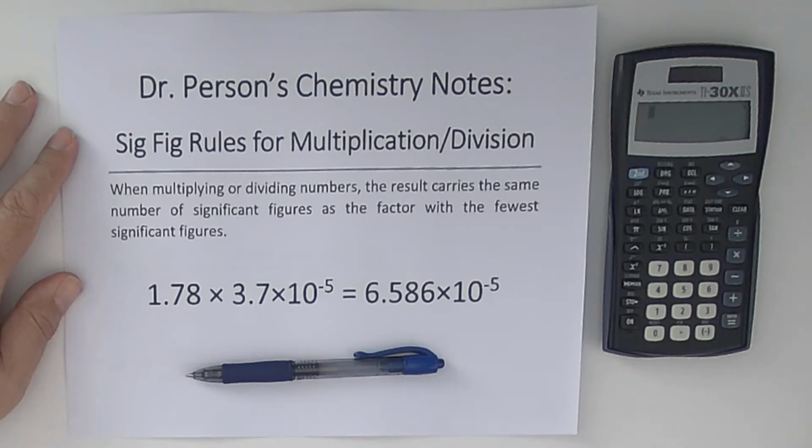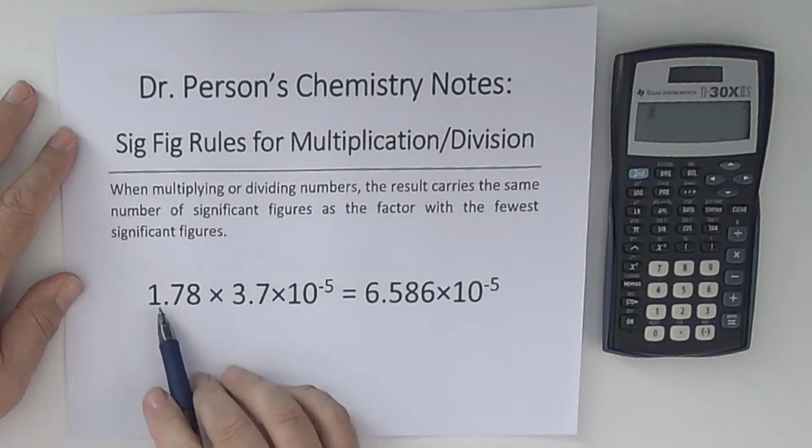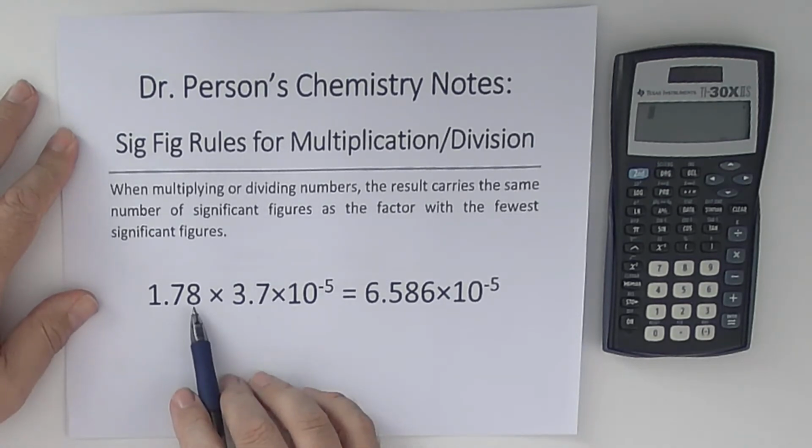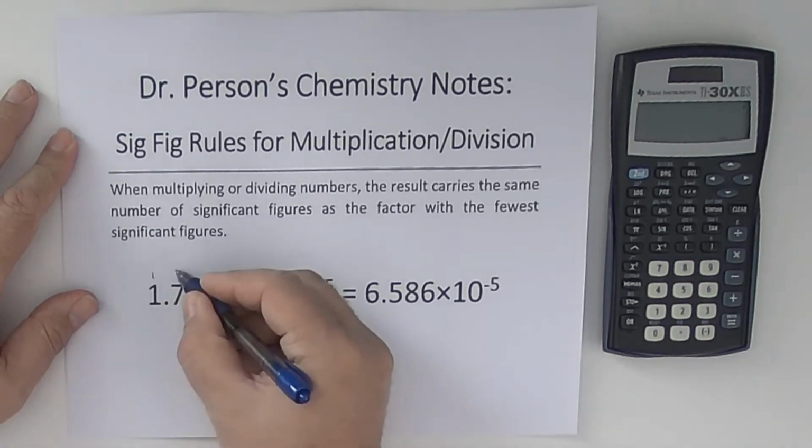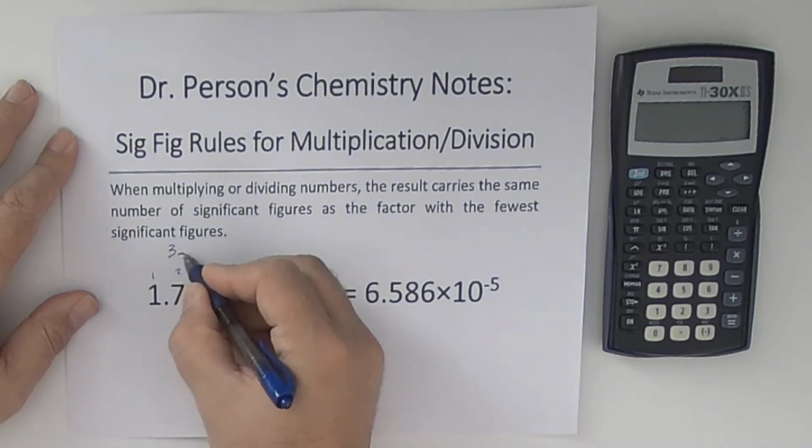This video will cover the number of significant figures you should display in the result of a calculation when multiplying and dividing. So when you multiply or divide numbers, the result should carry the same number of significant figures. So the number of significant figures is the factor, the number that's going into the calculation with the fewest significant figures. In this case, 1.78 would have 1, 2, 3 sig figs.